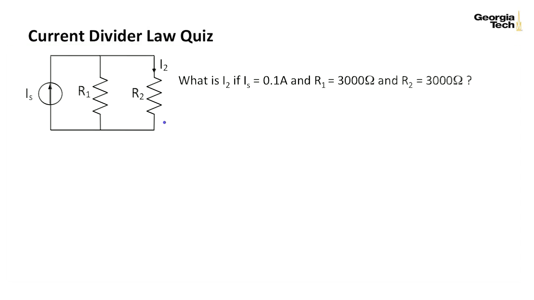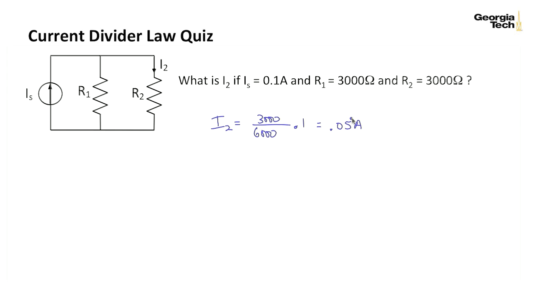Now I want you to do a quiz. For this same circuit, I've given you numbers now, and I want you to solve for I sub 2. Now the solution here is to use a formula. I2 is equal to R1, which is 3,000, over the sum of the two, which is 6,000, times I sub s, which is 0.1. So in this case, it's 0.05 amps.